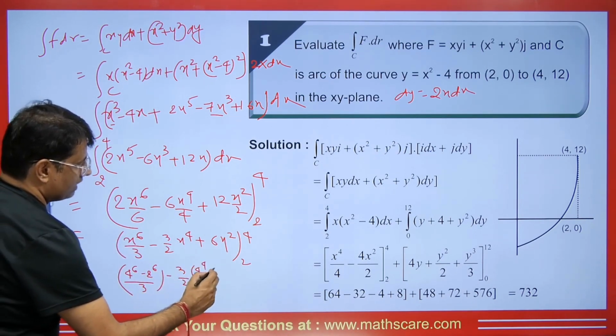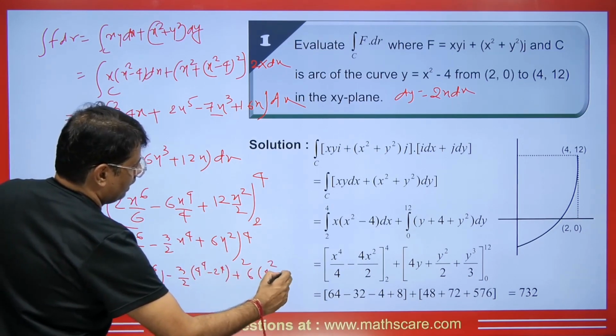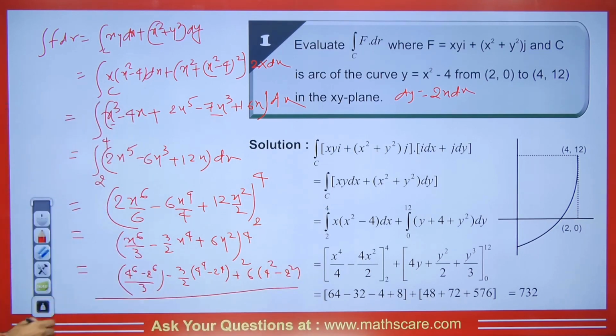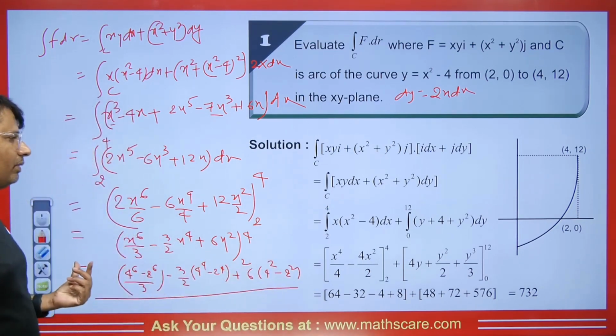4 to the power 4 minus 2 to the power 4 plus 6, 4 to the power 2 minus 2 to the power 2. And then we'll simplify this. As you can see, 4 to the power 2 minus 2 to the power 2 is already common.